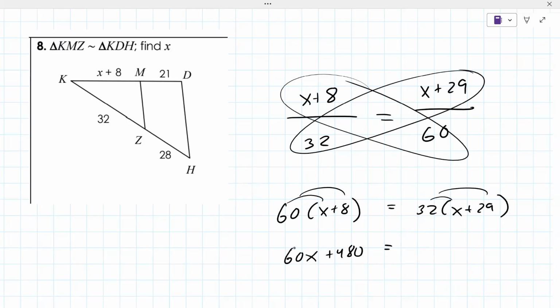Same thing on the other side. 32 times 29. Okay, so then we got 928. That's right. Now do you remember what to do from here? You have to move the x, you have to move the constants. Do you remember which way to go?